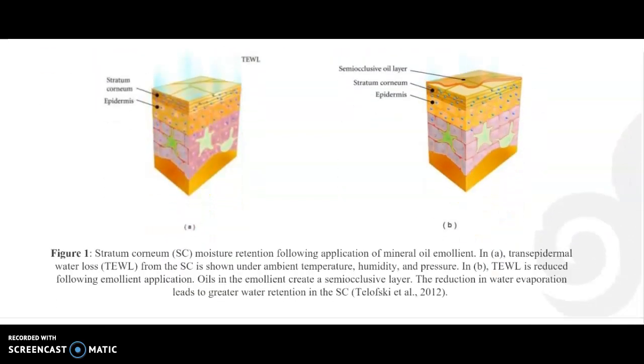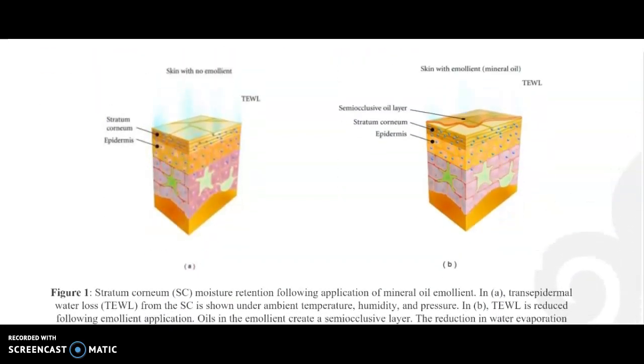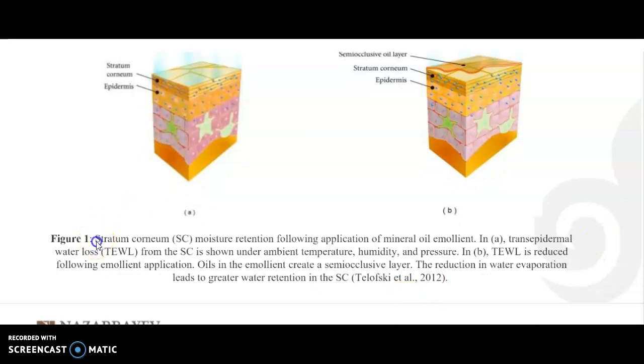Now here, I'm not even sure about this. There's a lot of technical language here. Stratum corneum, epidermis, all of this. Remember, in your presentation, your audience will be non-specialists. So, semi-occlusive oil layer, yeah, I'm not sure about all of that. You don't want to talk about technical jargon.